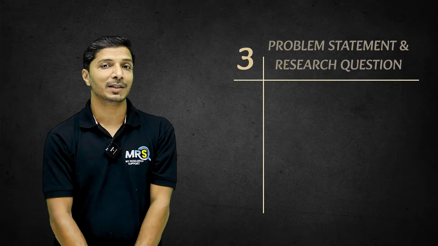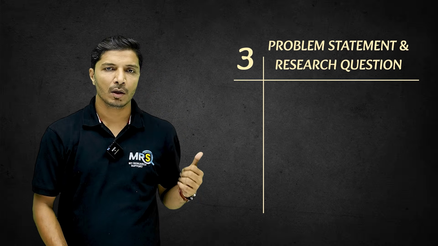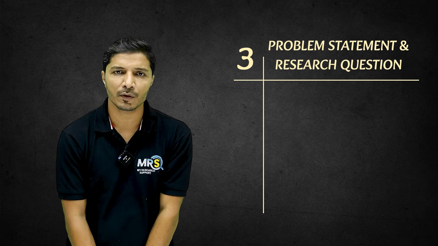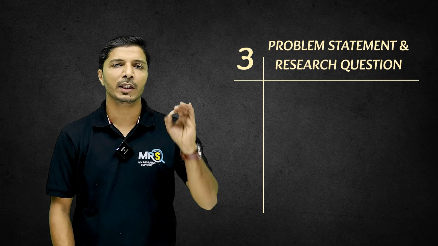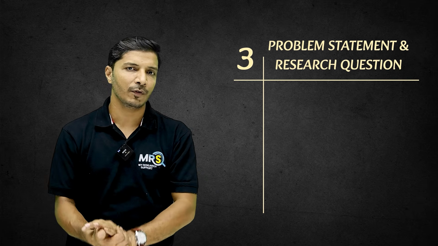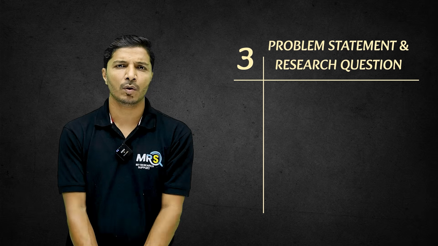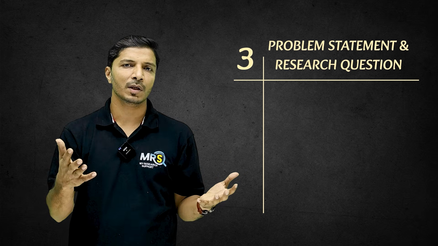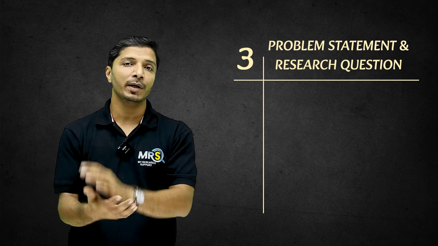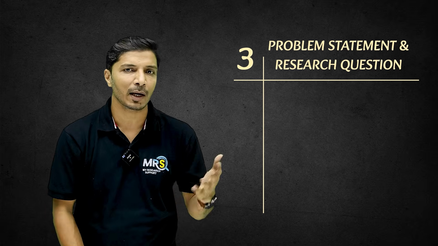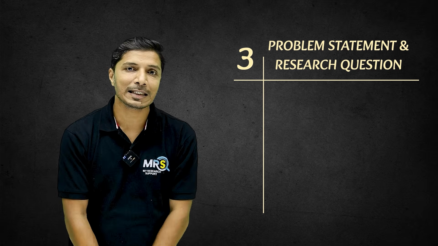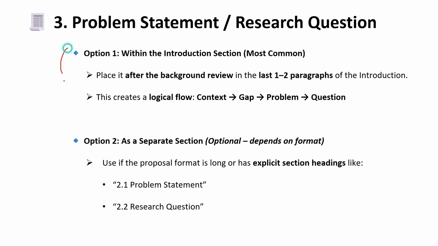Now the third point is to write about your problem statement and research question. Most of the time for funding research proposals, you may need to include this as a separate point. However, if you're writing proposals for PhD admission or postdoc positions, then you may need to include this point in the last part of your introduction and background section. So let's see how to write this statement and question. So these would be the two options.